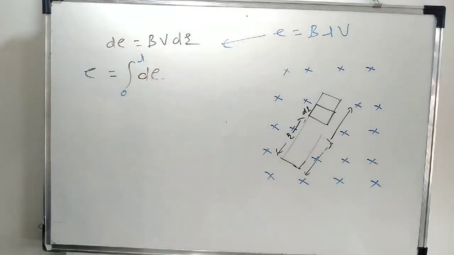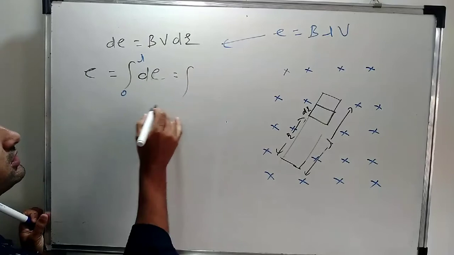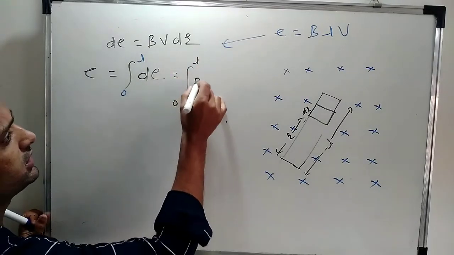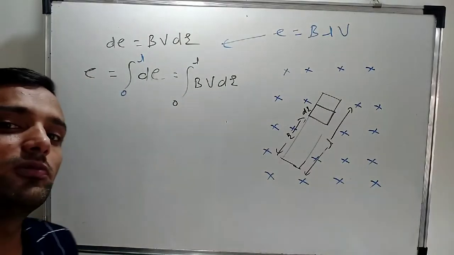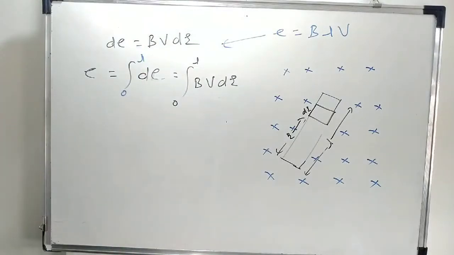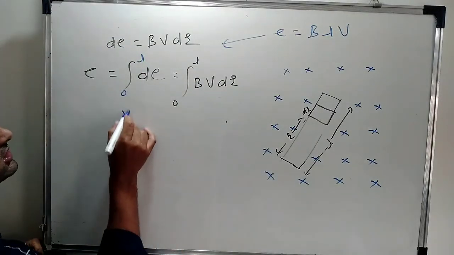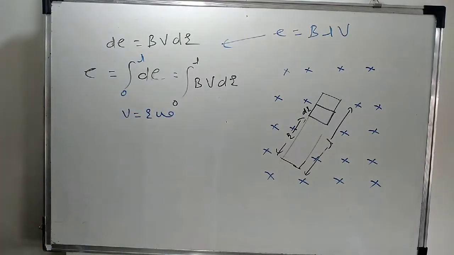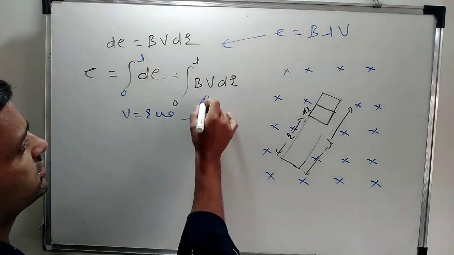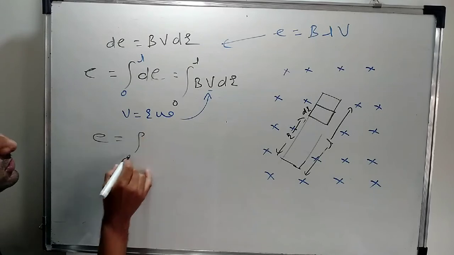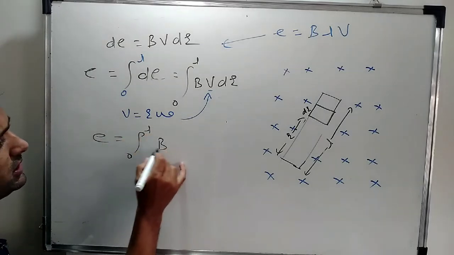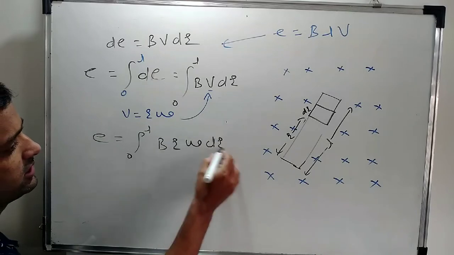So put the value of dE, what will happen? Integration from 0 to L of B V dr. Now in this equation, put the value of V from chapter number 1, rotational dynamics. What is V? V is given by r omega. This equation gives the relation between linear velocity and angular velocity. Now put the value of this here instead of V. What will happen? Total induced EMF becomes integration from 0 to L of B r omega dr.